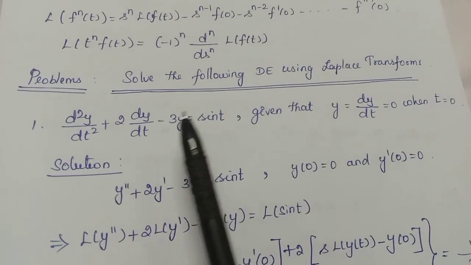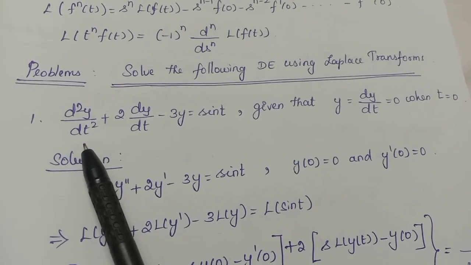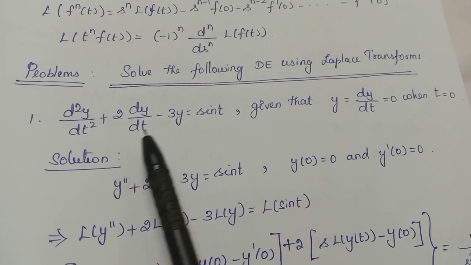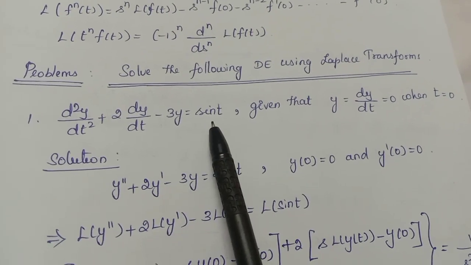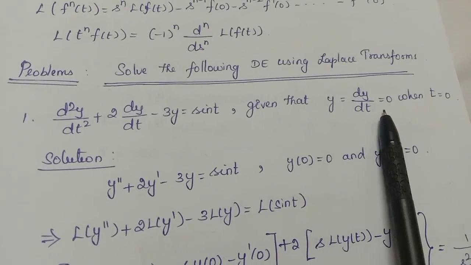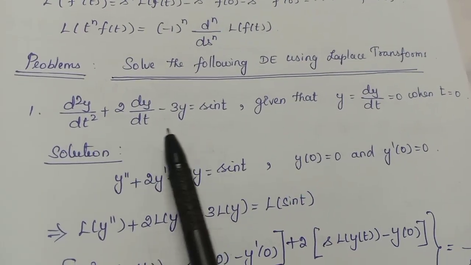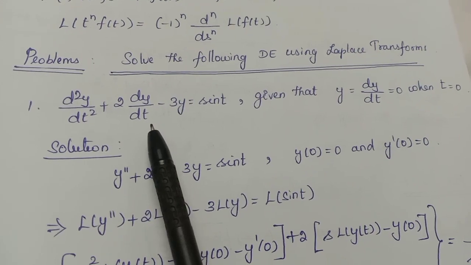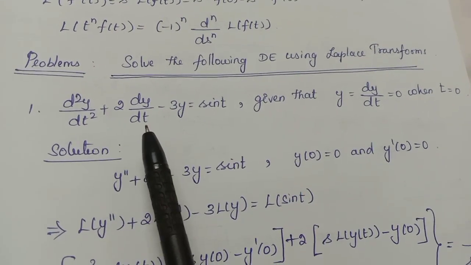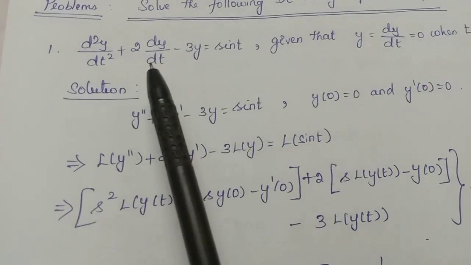Solve the following differential equations by using Laplace transform. The first equation: d square y by dt square plus 2 dy by dt minus 3y equal to sin t, given that y and dy by dt both are 0 when t equal to 0. Look at this equation. This is a second order ordinary differential equation with constant coefficients. So we are going to find the solution by using Laplace transform.